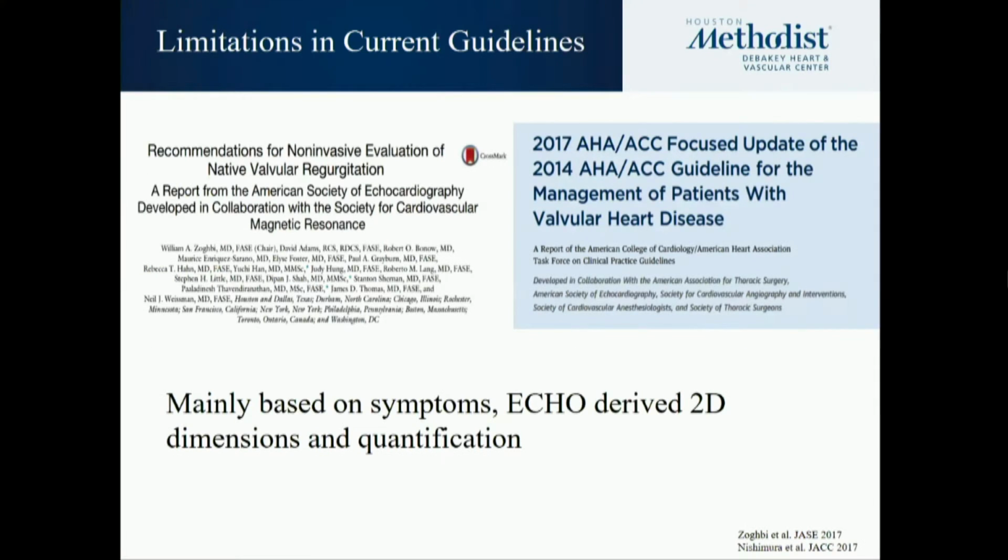So what do we know about the latest guidelines? So we know from the latest guidelines that it's great for patients that meet the cutoffs and decision to intervene on the valve. But as we know, a lot of our patients don't really fall within these guidelines, whether they have moderate MR or moderate AR, and they're symptomatic. So the guidelines are based off of symptoms and echo-derived 2D measurements and quantification. So where does MRI have a role in all of this?